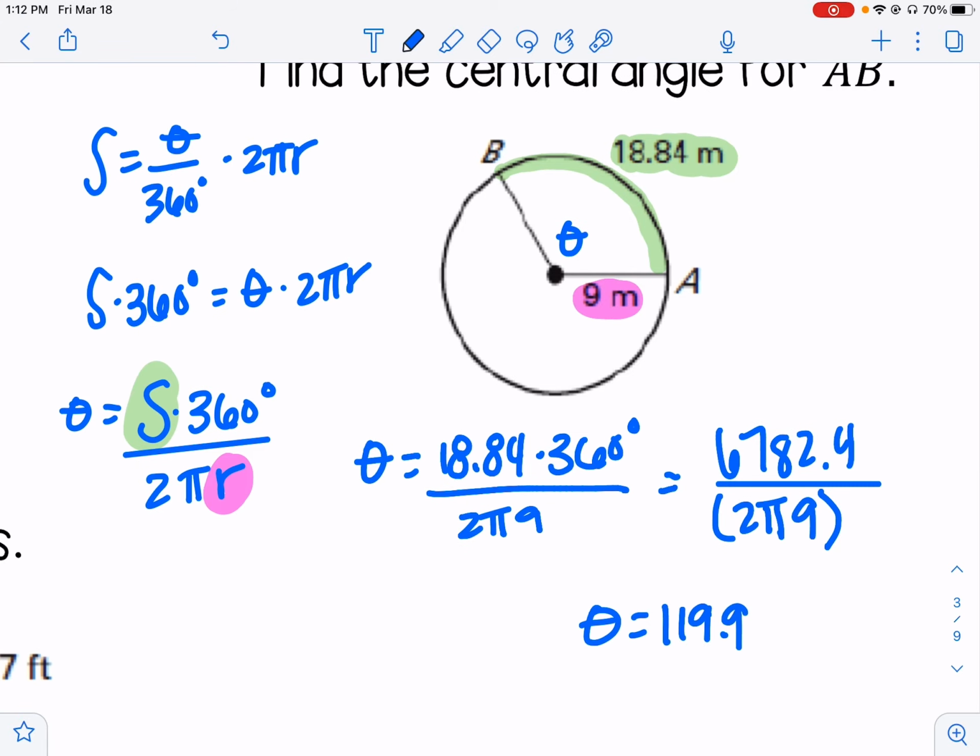And here, because our formula is set up in degrees and we're talking about the angle, I know that my final answer needs to be in degrees. That is the unit for the angle.